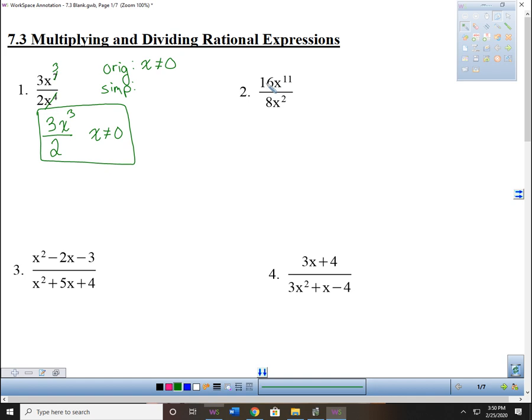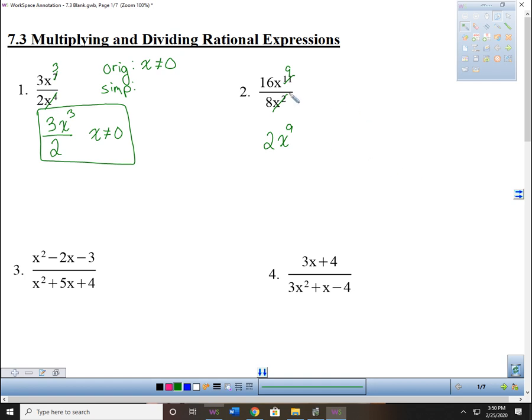All right, so if you look at this one, 16 divided by 8, well, that's 2. And then I've got 2 x's on bottom and 11 on top, so I can take 2 away from both of those. That leaves me with 9 of them on the top. And that would be my answer, but I have to think about the domain.